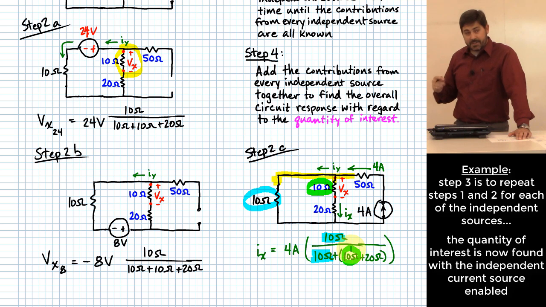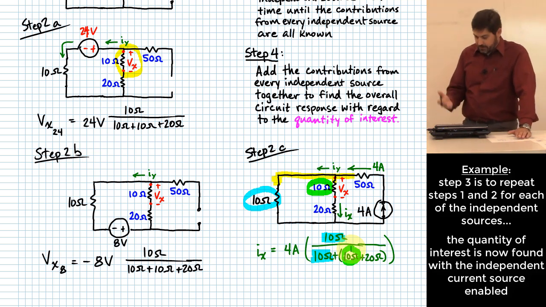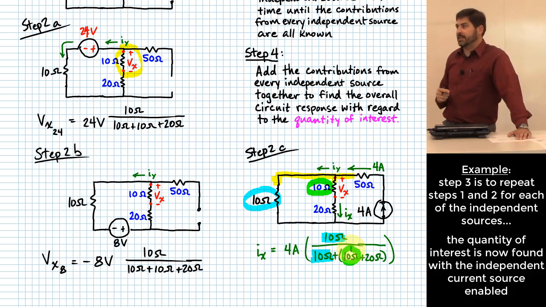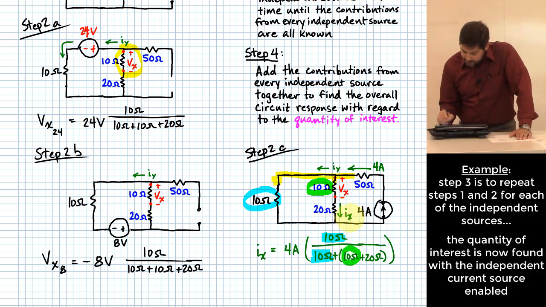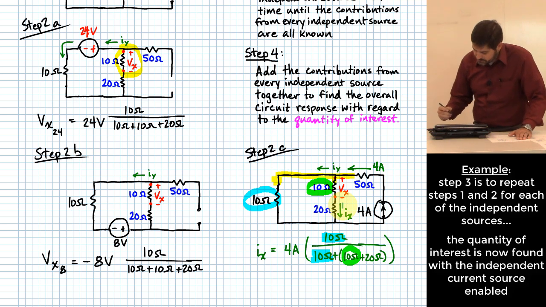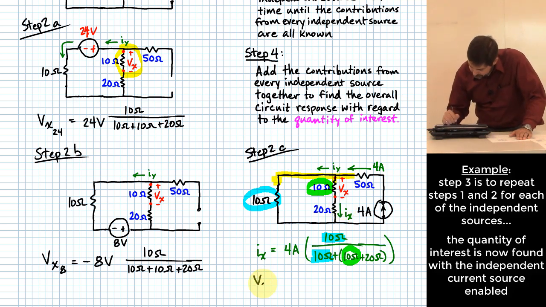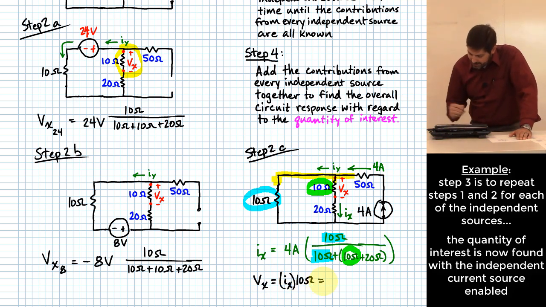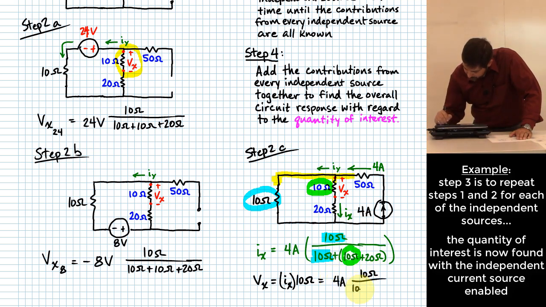Okay, well, yeah, so good question. Why? So I found Ix, that's how much current flows down through that leg. Why is that useful? Yeah, Ohm's law allows me to make a relationship between the current flowing down through this leg and Vx, right? What does Vx have to be once I know Ix? Yep, Vx is just equal to Ix times 10 ohms, where Ix is 4 amps, right? So we have 4 amps times 10 ohms over 10 ohms plus 10 ohms plus 20 ohms.